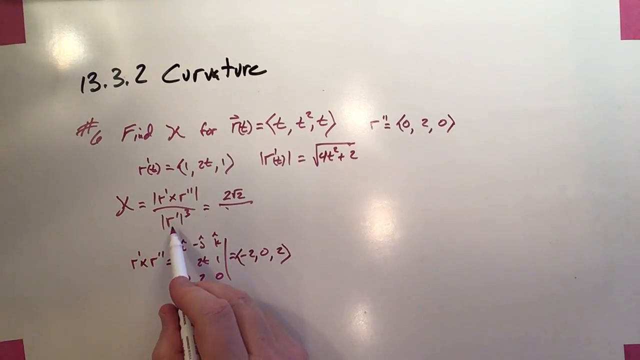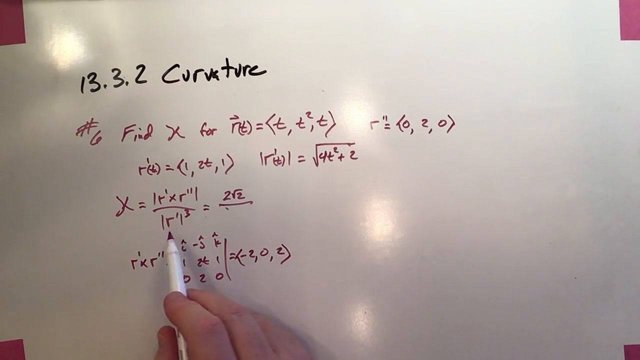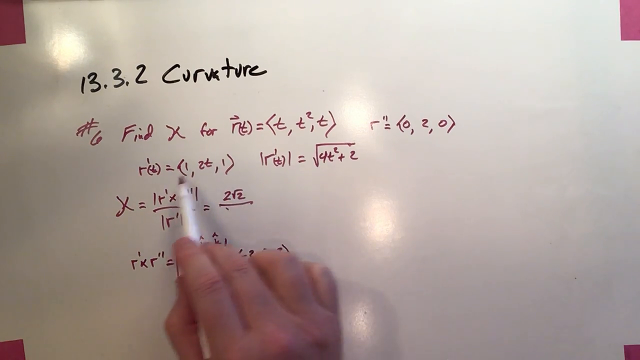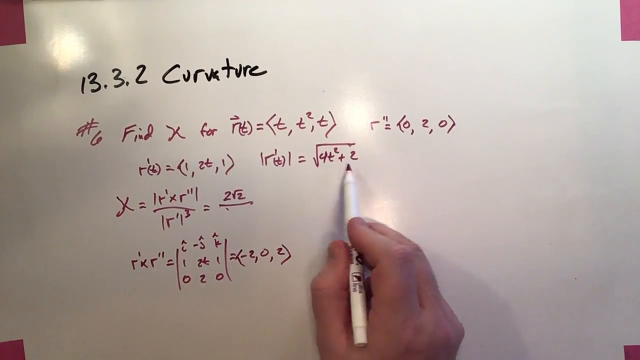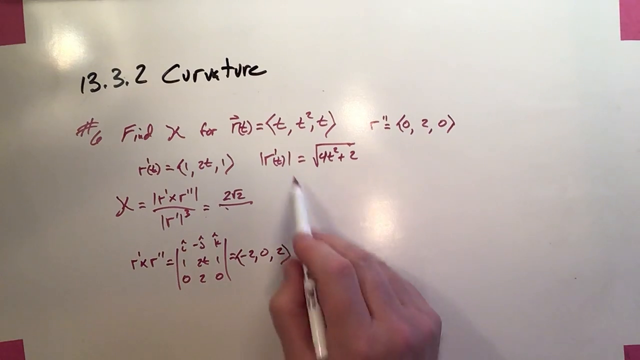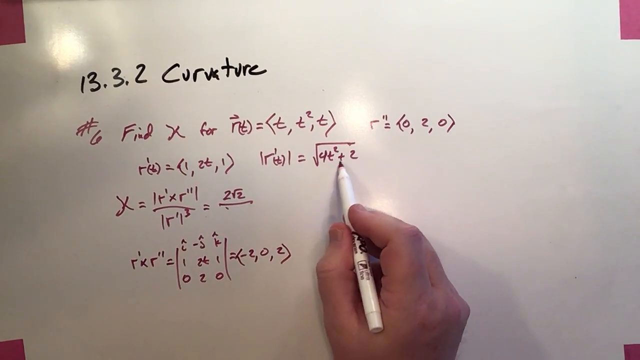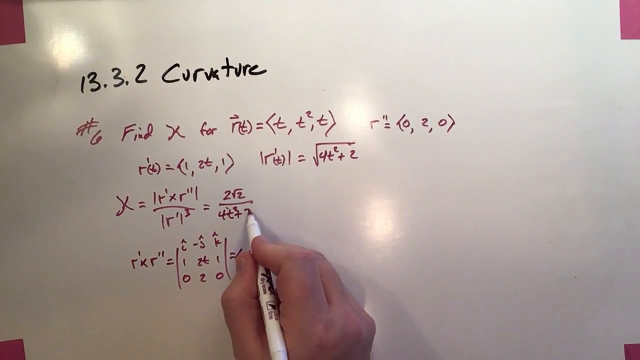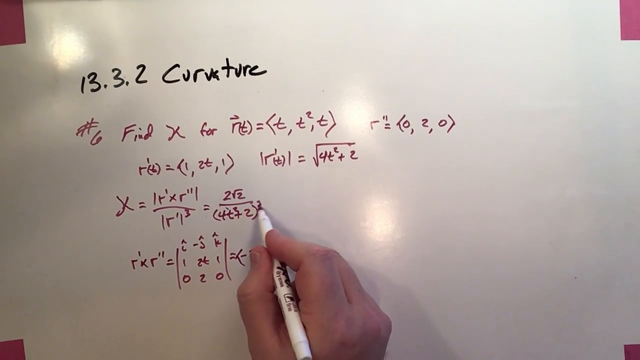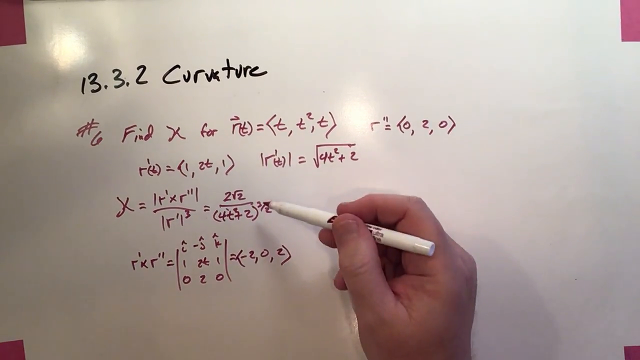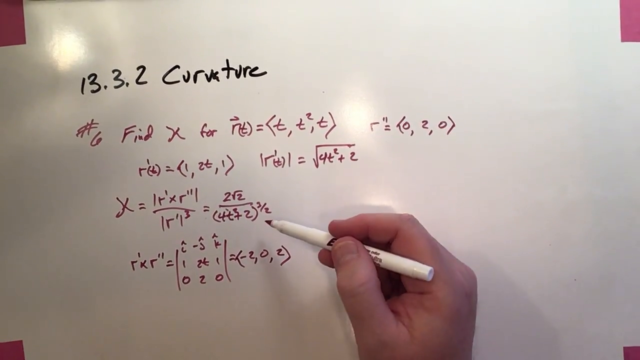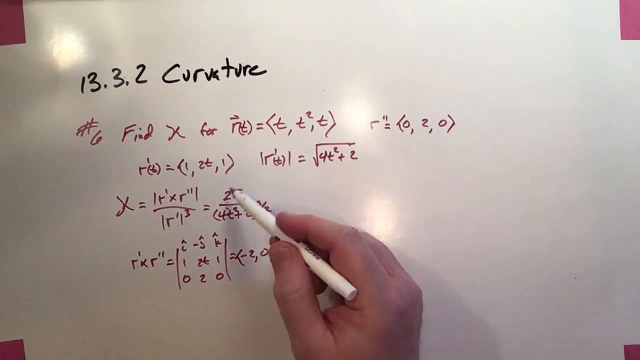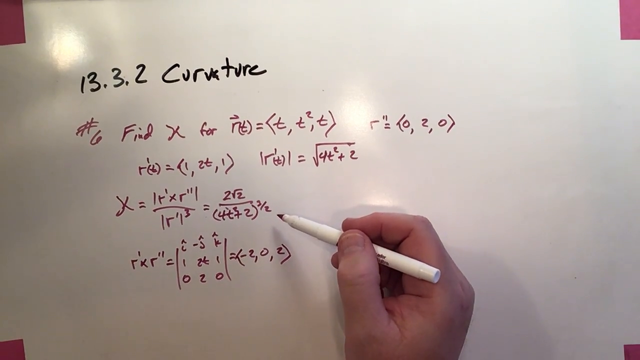Now the denominator here is just going to be the magnitude of r prime cubed. So here's r prime. Let's look at its magnitude. We've got its magnitude already. It's right over here. And then what we want to do is we want to cube that. Well, that makes 4t squared plus 2, and the whole thing to the 3 halves. And that's it. That's the curvature function. It may not look very pretty, but if I know t, I can simply plug it in, and that's going to give me the curvature of the function at that point.